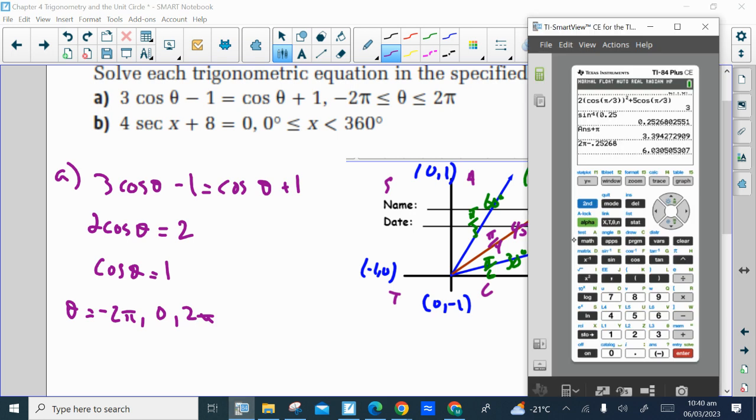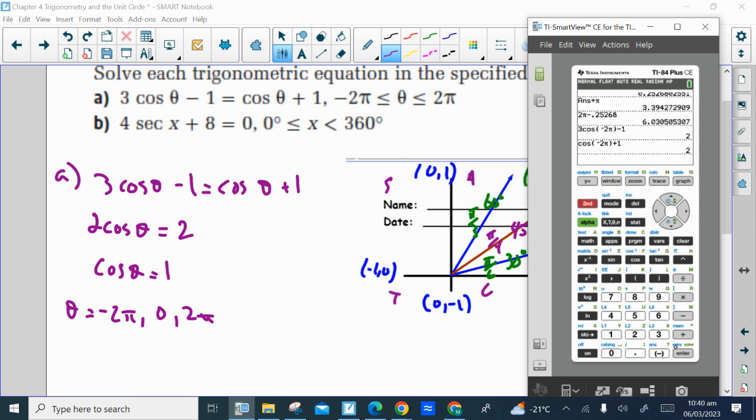And remember, once again, you can use your calculator. I'm in radian mode to check. So the left side is 3 times the cosine. Let's start with negative 2 pi, and then minus 1. That gives us a value of positive 2. We should get the same thing on the right side by taking the cosine of negative 2 pi and adding 1. And we do. So that one checks.